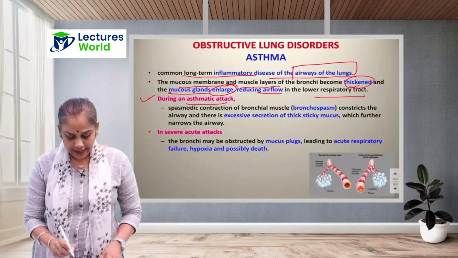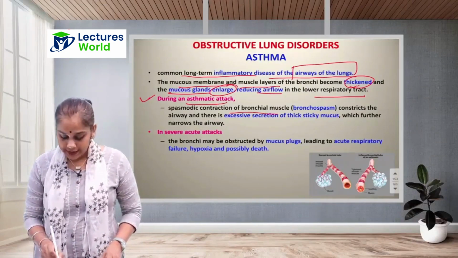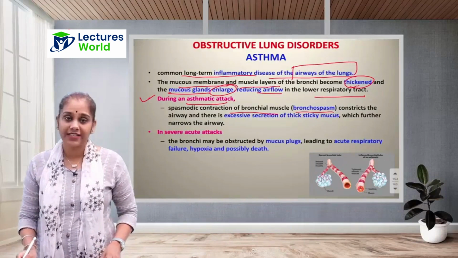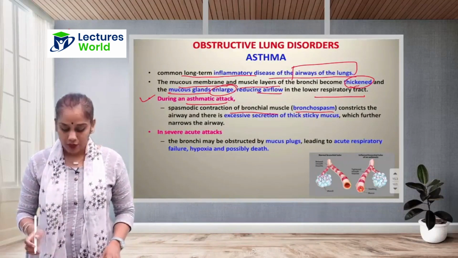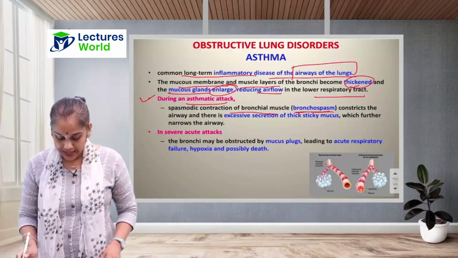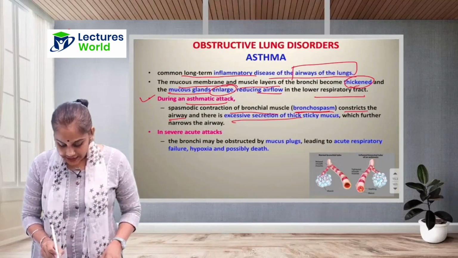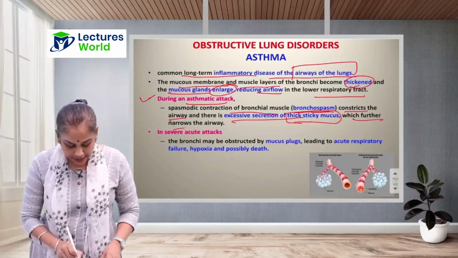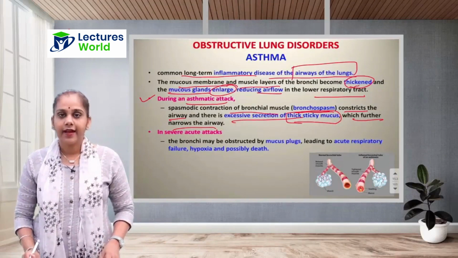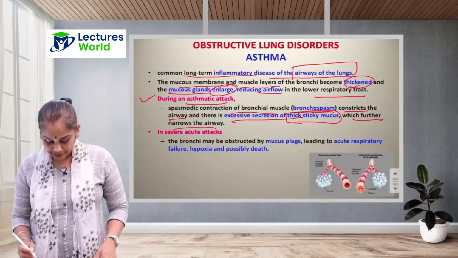During the asthmatic attack, the spasmodic contraction of the bronchial muscle is known as bronchospasm. The spasm of the bronchial muscle, known as bronchospasm, constricts the airway. There is excessive secretion of thick sticky mucus, which further narrows the airway. At the time of the asthmatic attack, you can see the figure.